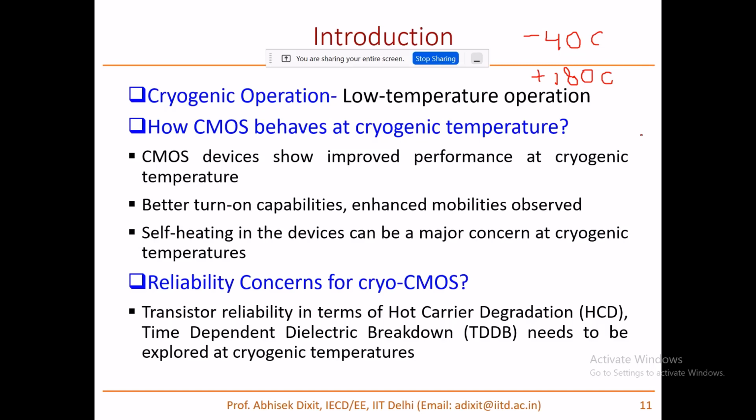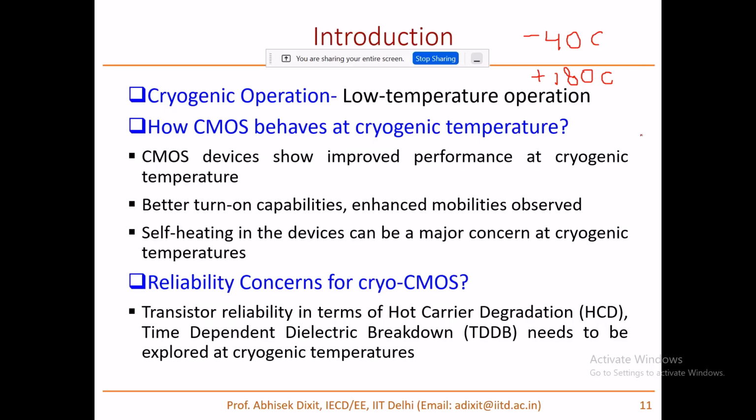And now we are going into a completely different domain. So what is minus 40 C? How much is that? You just basically subtract from 273. This is 233 Kelvin. We are talking about 10 millikelvin and 4 Kelvin, right? So we have not looked at how CMOS behaves at these temperatures. We had the initial idea that these will show improved performance, again because of lower kT/q. So turn on capabilities will be enhanced, mobility will be higher.